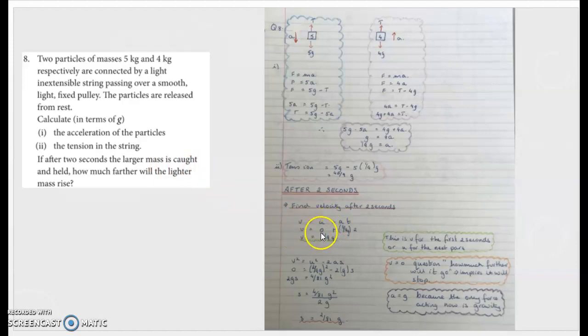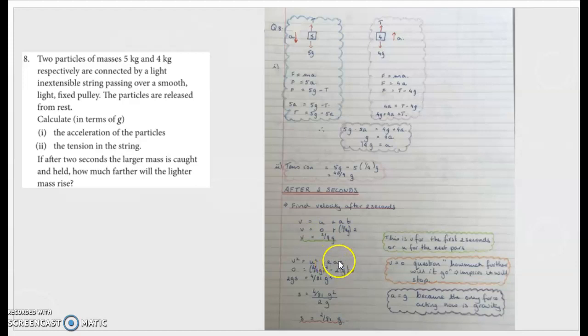So v is equal to 0 because it started from rest, plus a, and the a we're going to use in this case is 1 over 9g, and then our t is 2 seconds. And we get v is equal to 2 over 9g. So that's the speed after 2 seconds. So when we're moving to using this formula, v squared equals u squared minus 2as, our final speed is going to be 0 because we want to know how much further it moves. So that's going to be 0, and our u is going to be the speed after 2 seconds.